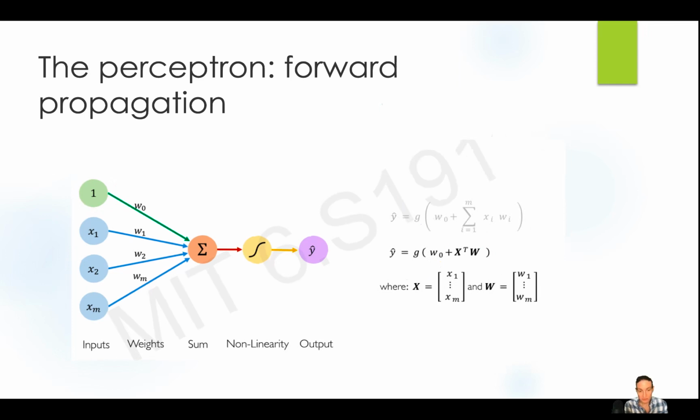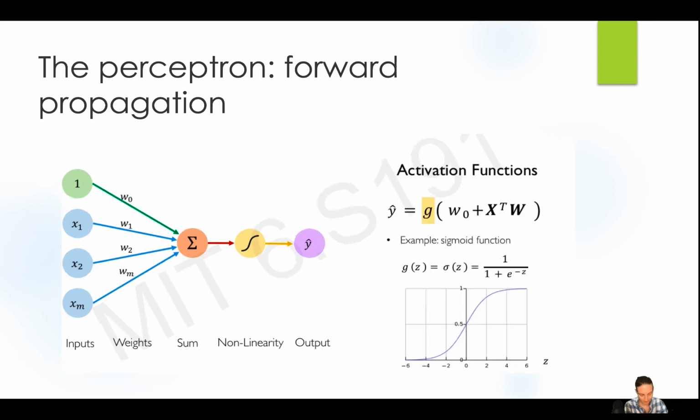Now, if we rewrite this a little bit using linear algebra, we can replace the whole summation over all the different weights by a vector W. The vector W will be a vector of all the weights. The vector X will be a vector of all the inputs. And we note that we need to transpose X so that we can take the dot product of both.